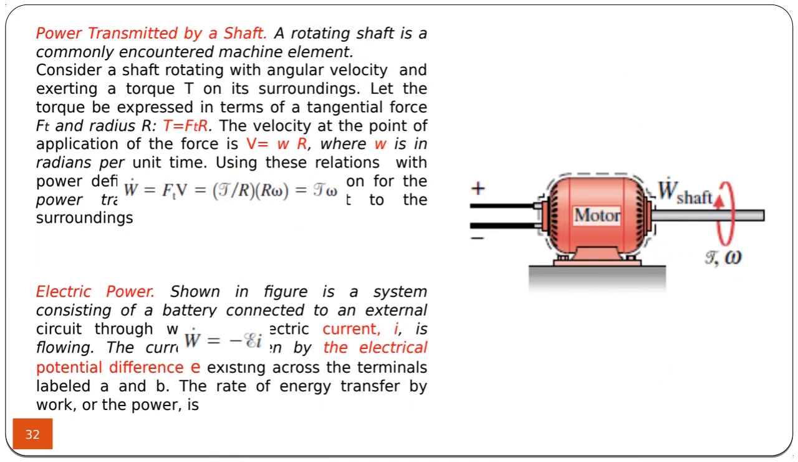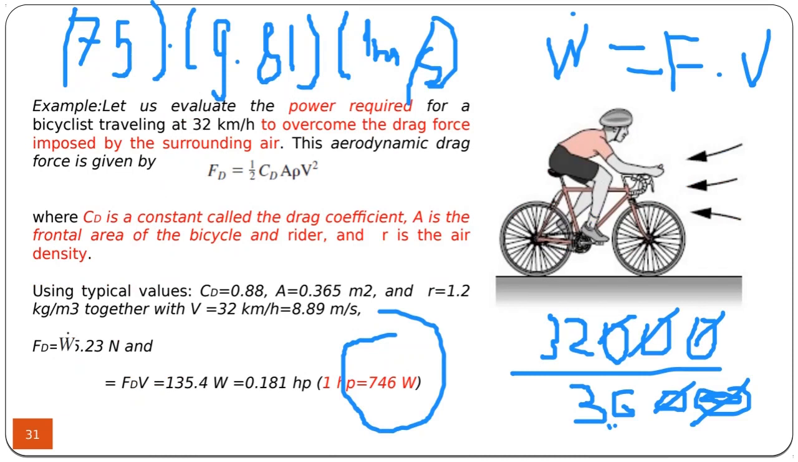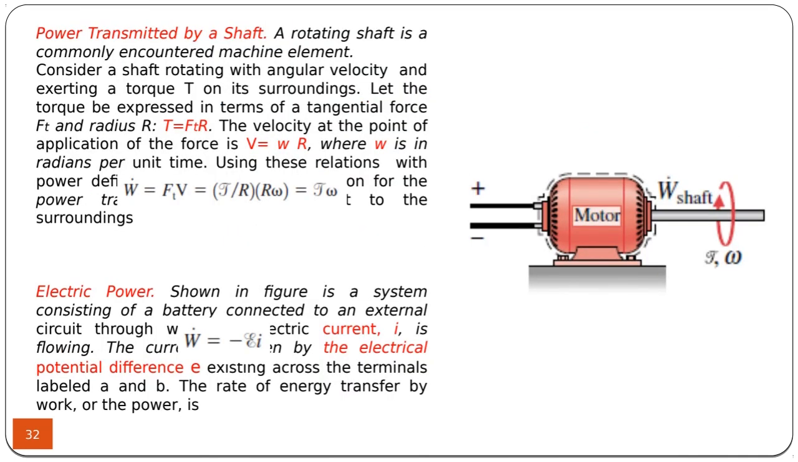Sometimes we may need to calculate the power of systems that have rotational motion instead of linear motion. In the linear case, we use F times V, force times velocity. But in rotating systems, we should use something else. In rotating systems, the power is obtained from torque times angular velocity.